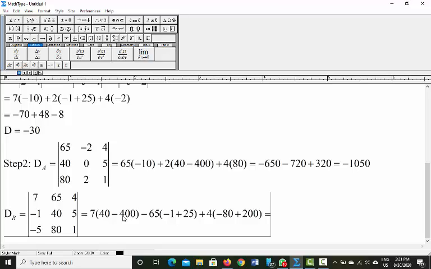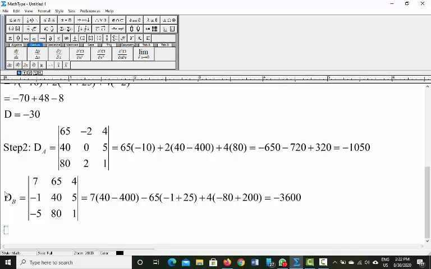104 multiplied by plus 4 multiplied by 4 multiplied by 120. So what we will get? Minus 3600. So we will get minus 306, minus 3600. So now we will calculate, similarly we will calculate determinants for the coefficient.